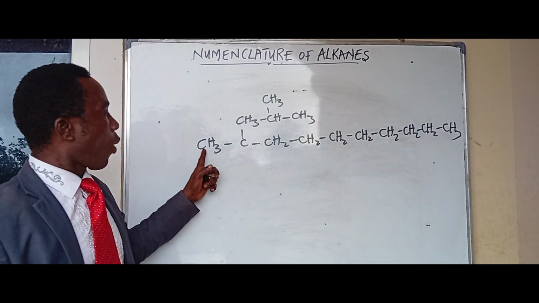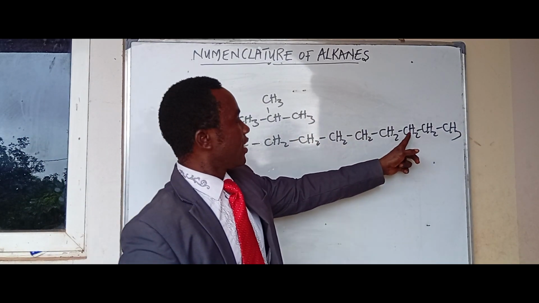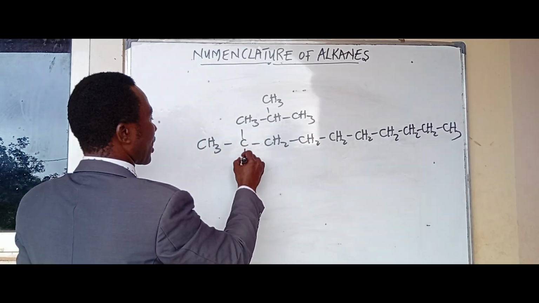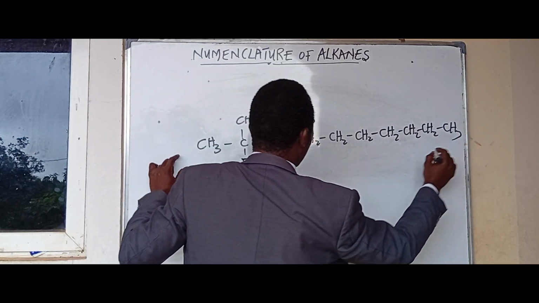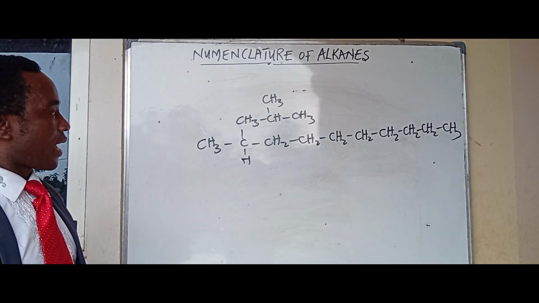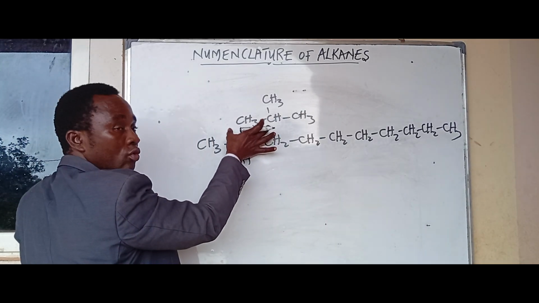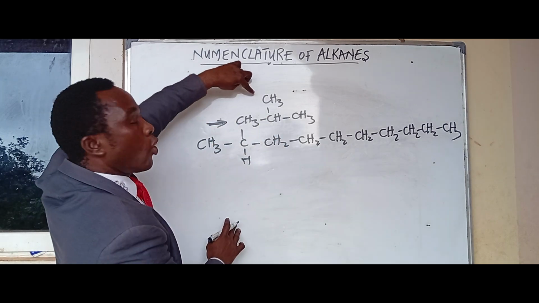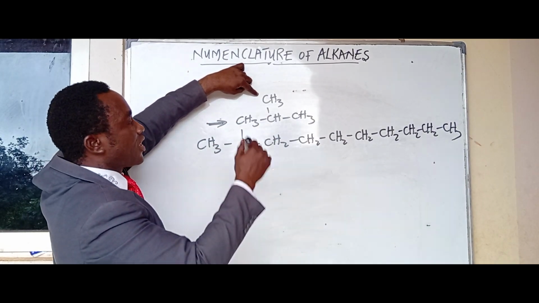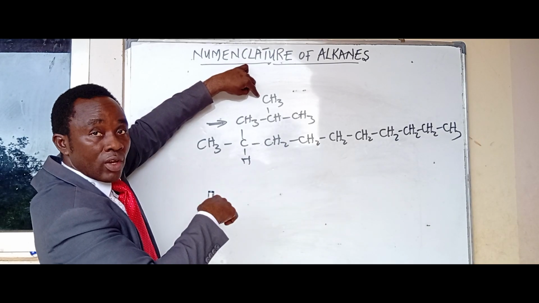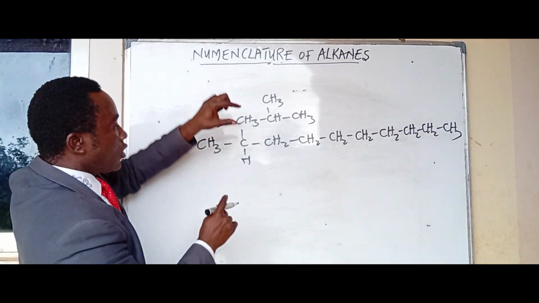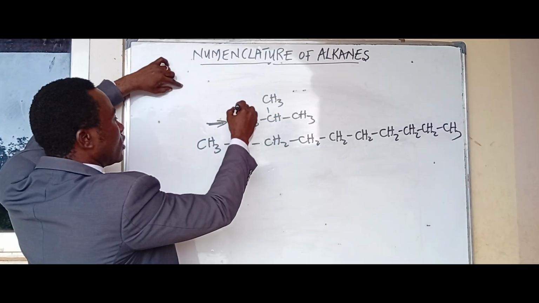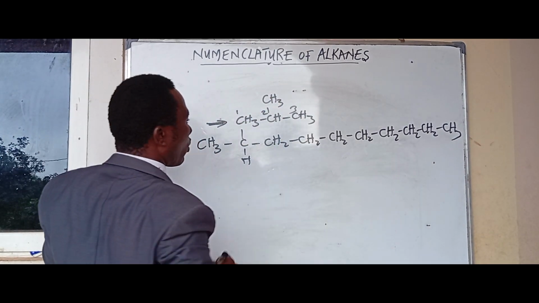How many do we have here? 1, 2, 3, 4, 5, 6, 7, 8, 9, and 10. So the longest unbroken carbon chain is actually 10. Now, having that, you can see that this is a substituent. This substituent here has its own substituent. When a substituent has its own substituent, that substituent will be numbered. So we need to number this substituent because it has its own substituent. So this is number 1, 2, and this is number 3.